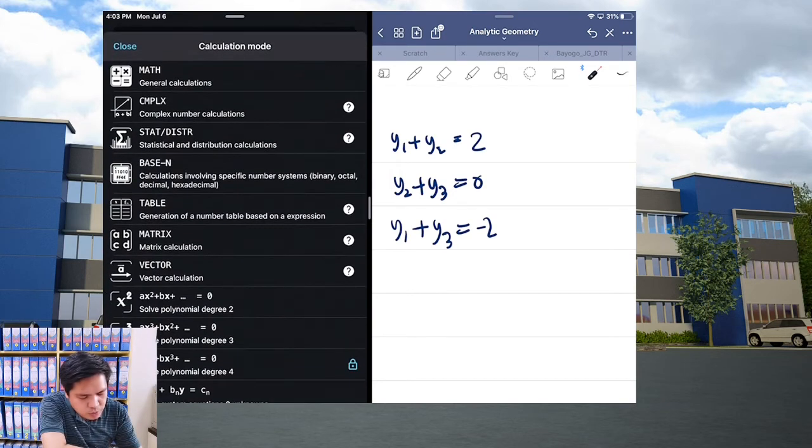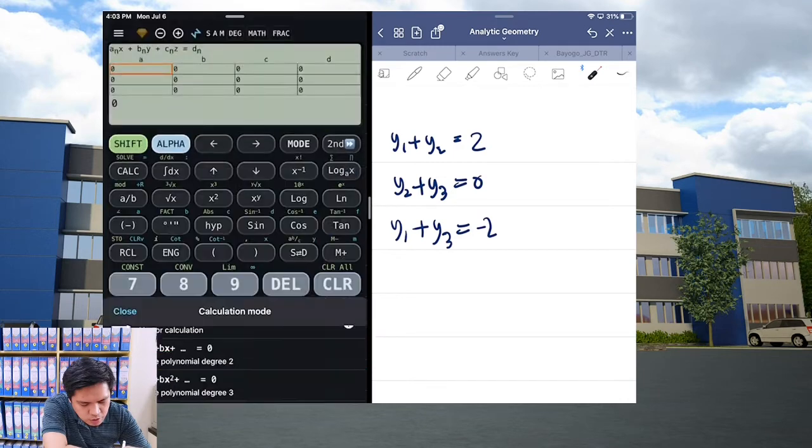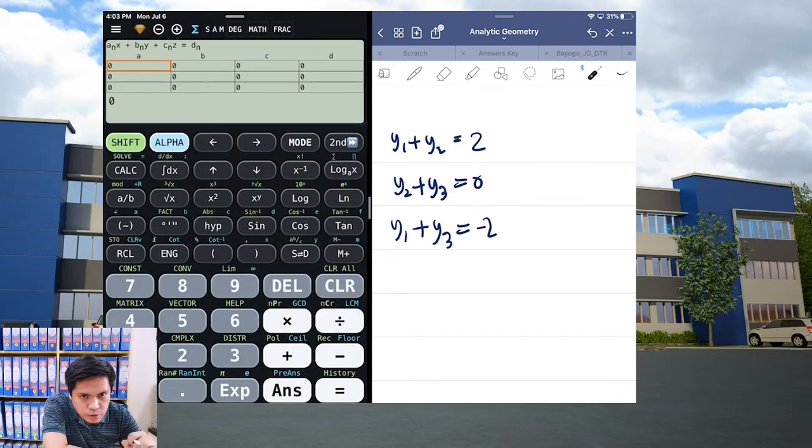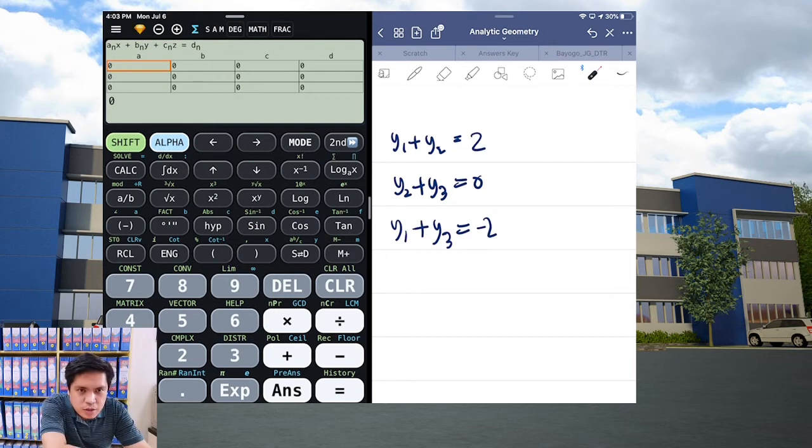we could use the equation mode of our calculator. That would be this, 3 unknowns. This one. So the first column A, that is the coefficients of y1. Second column B, that's the coefficients of y2. The third column C is the coefficients of y3. And the fourth column D is the constants at the right side of the equation. So nasa taas ng calculator, that is the pattern of the equation. So yung A, B, C, and D, those are the numerical coefficients.